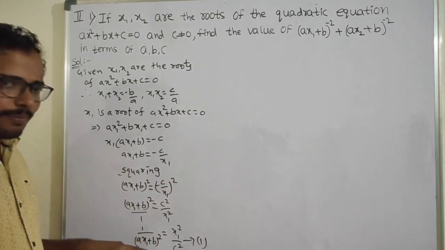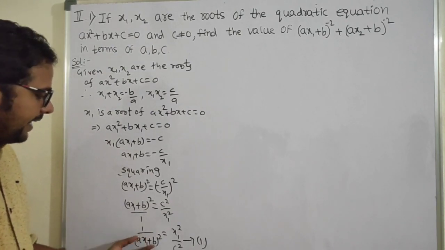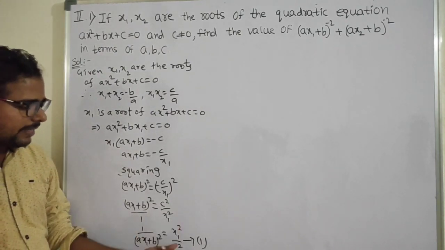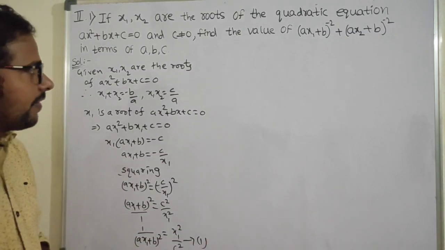So here take reciprocal on both sides. 1 by ax1 plus b whole square equals x1 square by c square. Take this as equation number 1.